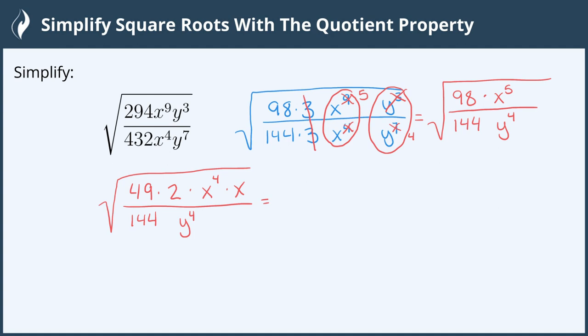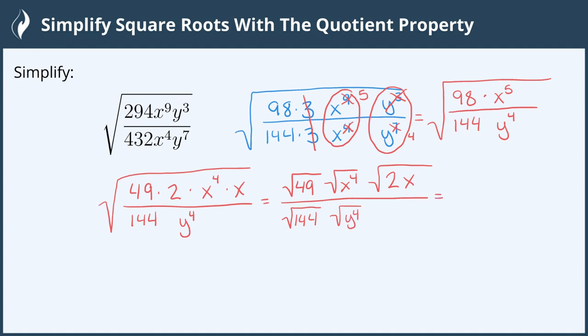Let's go ahead and break these up into their individual radicals. Because 49 is a perfect square, and x to the fourth is a perfect square, we can break those out. However, 2 and x are not a perfect square, so they're going to stay inside together. But 144 in the denominator is a perfect square, and so is y to the fourth, so we can break those out too. Now let's simplify each of these radicals.